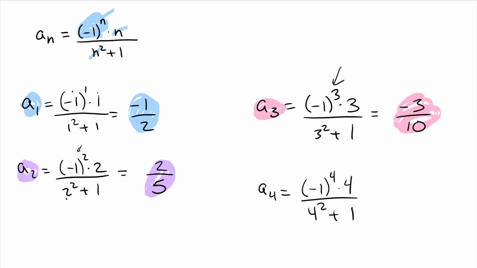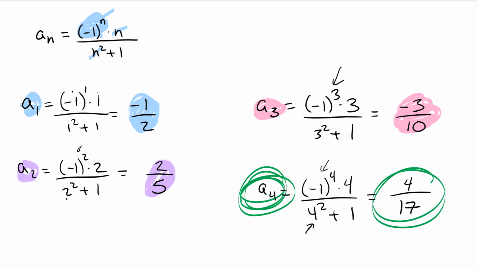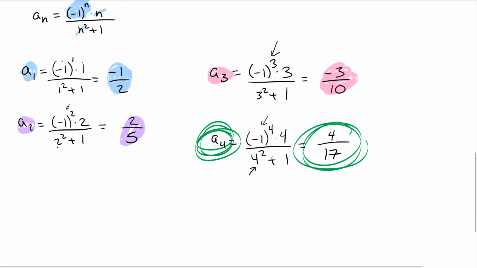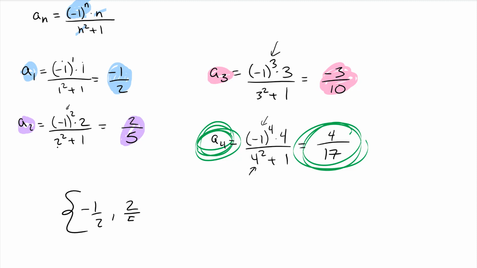Lastly, let's do our fourth term. Let's be done with this part, and then we'll move on to something new. -1 to the 4th, that's an even power, so that's going to be positive. So we end up with a 4 up top. 4 squared is 16, plus 1 more is a big old 17. So a sub 4 is equal to 4 over 17. So let's write our explicit list for our sequence. We have -1/2, 2/5, -3/10, 4 over 17.